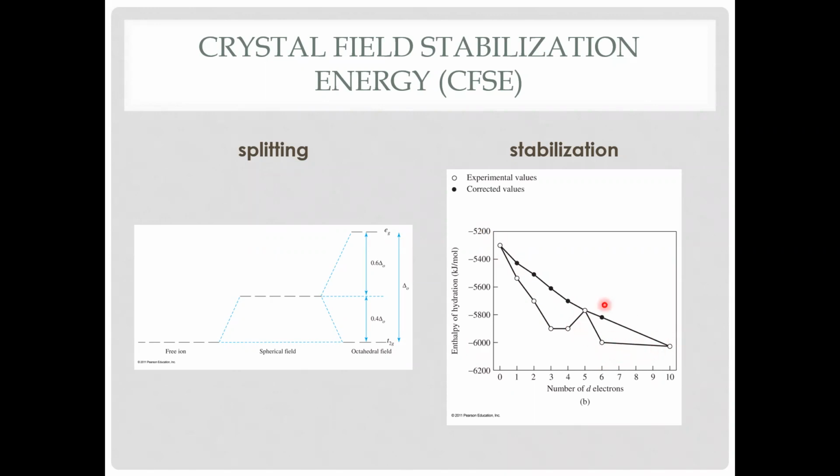And so this has to do with the stabilization energy. If we put in a correction for the stabilization energy, so the open circles are where the actual data points lie, if we correct for the stabilization energy, then we get these black points that are right where we would expect them to be. So let's see how we figure out what that stabilization energy is.